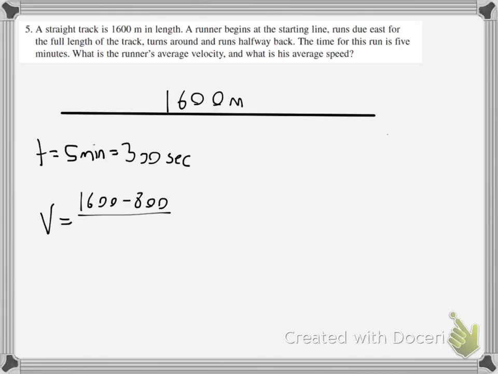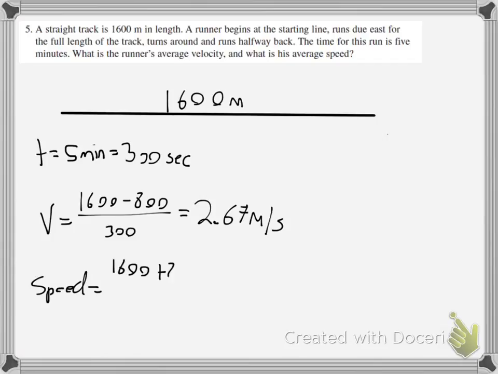So when we're calculating our velocity, we would say that his distance from the track at the beginning is 1600 meters, and then he went back 800 meters, so we would subtract that 800 meters from his original distance. This is because we use the concept that displacement is your distance from the original point, not your overall distance traveled. So we would do 1600 minus 800 and divide by our time of 300 seconds to give us 2.67 meters per second. Now we go into our speed.